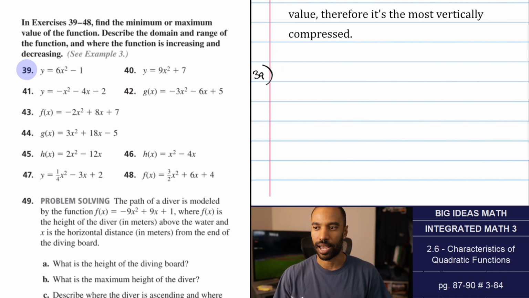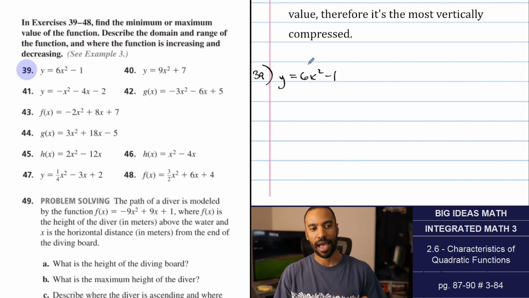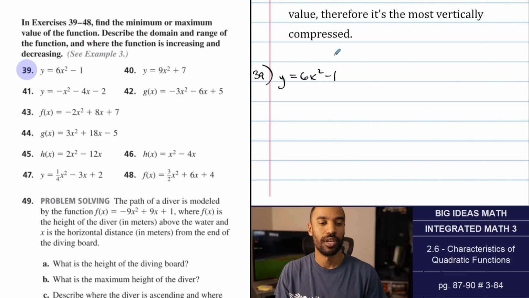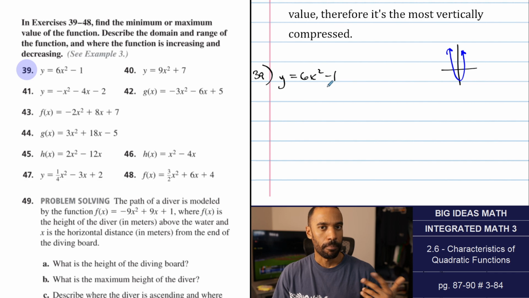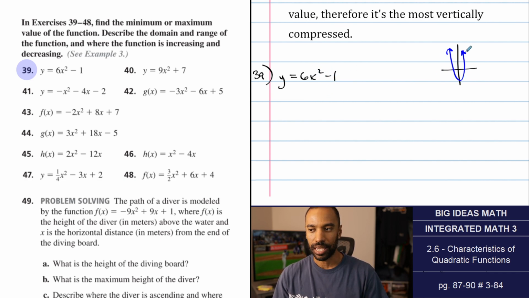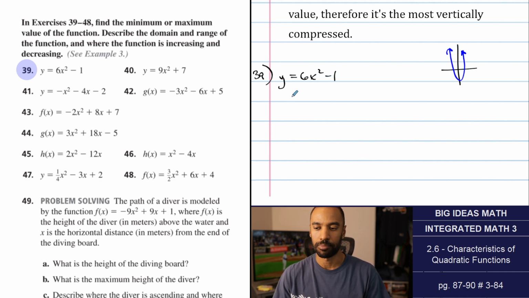All right, so number 39. Let's make sure we know the instructions. So y equals 6x squared minus 1. We're going to find the min or max value, so we have to identify which one it is. Describe domain and range and where it's increasing, decreasing. Now, as a rough sketch, 6x squared minus 1 is an upward-facing graph and a very tall one. The vertex will help you find the min or max value, at least the y value of it, right? This one actually is symmetrical on the y-axis itself. That means the y-intercept is the vertex.